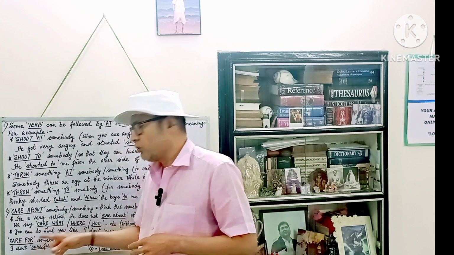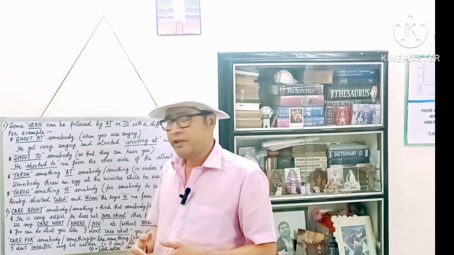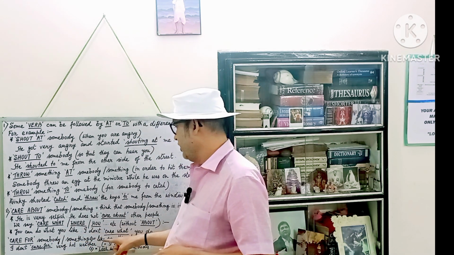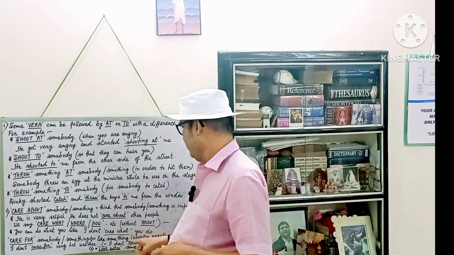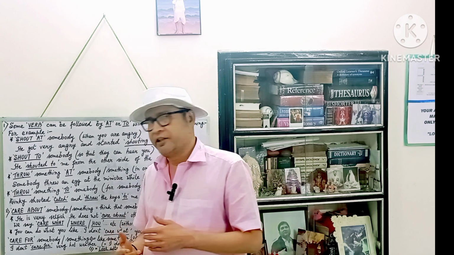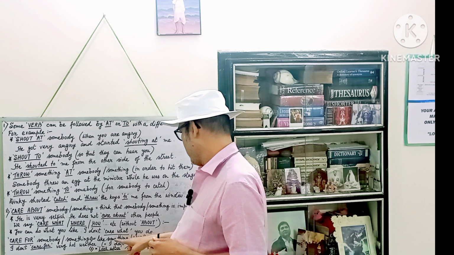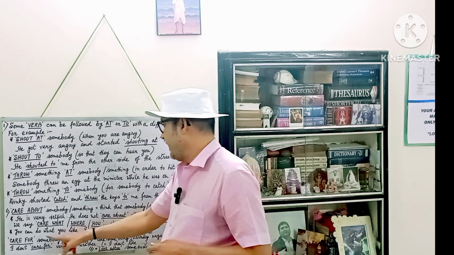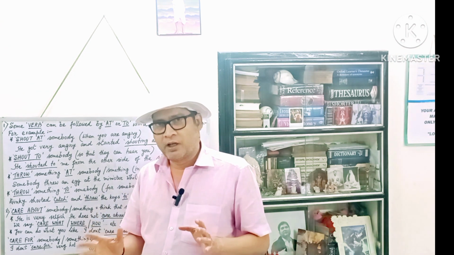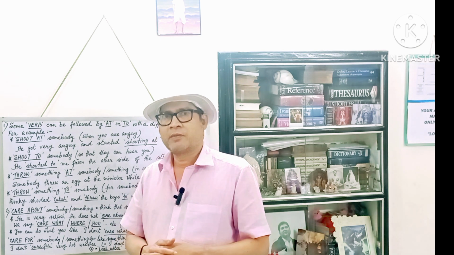Next, care for. If you use the preposition for after care, it means care for somebody or something, which means to like something, usually in negative sentences. In negative sentences, it is generally used. Okay? So see, simply care for means to like. Remember that when you use for after care, it simply means like.